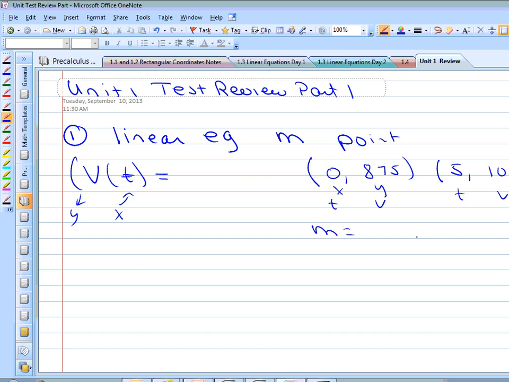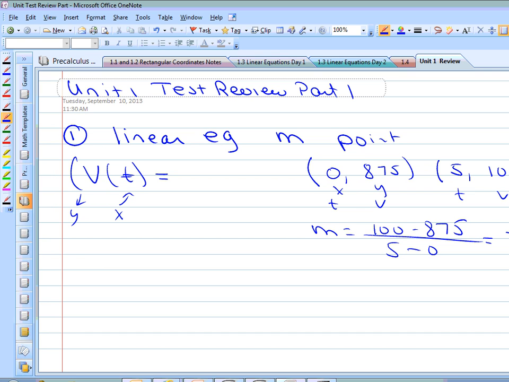So let's find our slope. That'd be the change in the Y value. So our $100 minus our $875 over our time, which is 5 minus 0. When we divide and simplify that, we're going to get a negative 155. So what does that mean? Over time, every year, our oven reduces by $155.